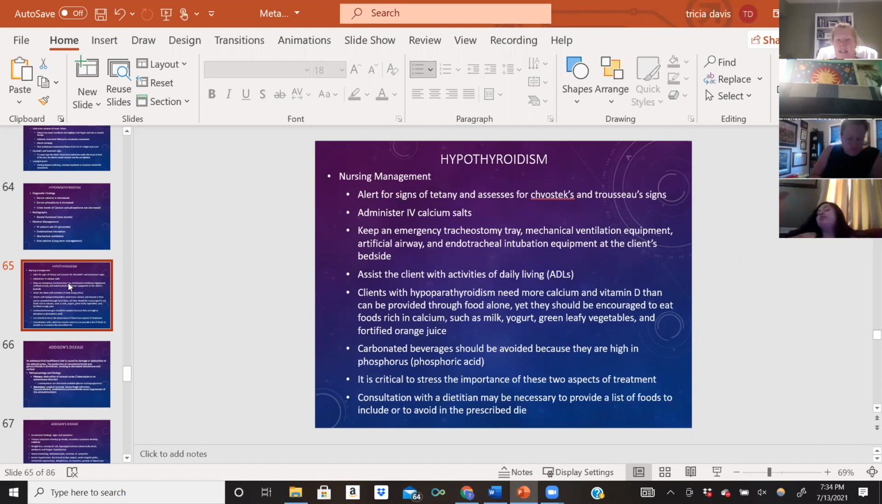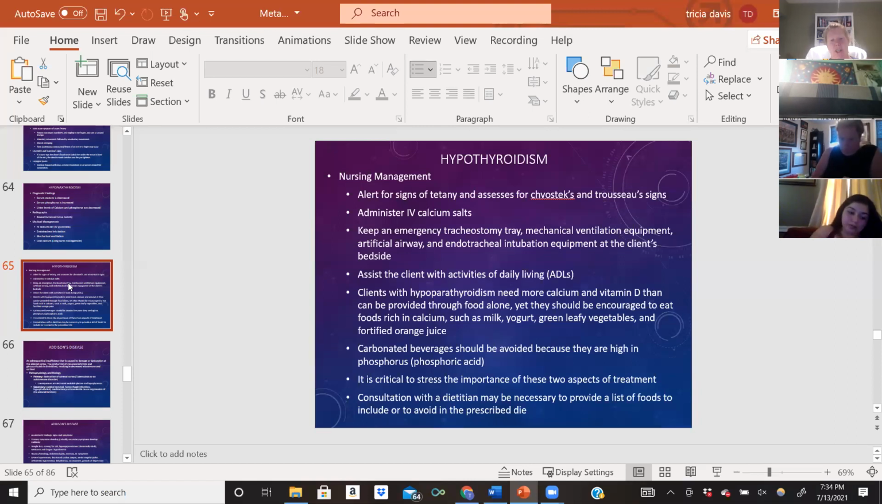These patients need more calcium and vitamin D than they can actually get through their diet. They should still be encouraged to eat foods that are calcium rich, so dairy products, yogurt, milk, green leafy vegetables, fortified orange juice, but they're also going to have to take supplementation as well. The diet just isn't enough. We want to make sure that we are encouraging them to avoid carbonated beverages because they're very high in phosphorus.